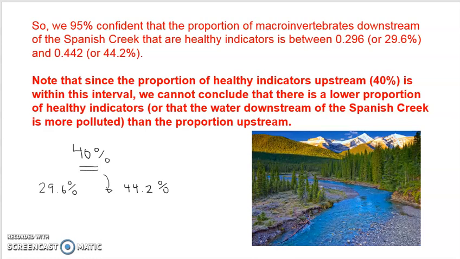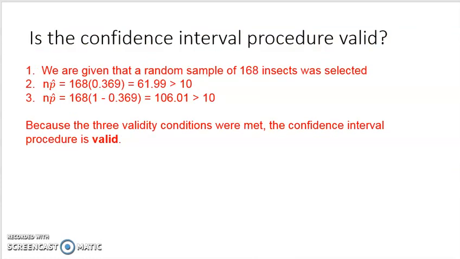The last step in a confidence interval problem: let's examine the validity. We're given 95% confidence. We're given a random sample of 168 insects was selected. Remember, this is the validity for a sample proportion interval. It's slightly different than a proportion test, as we'll see next week. N times p hat: N is the sample size, p hat is the sample proportion, 0.369. That's 61.99. That is bigger than 10.